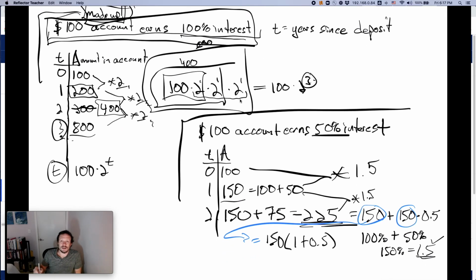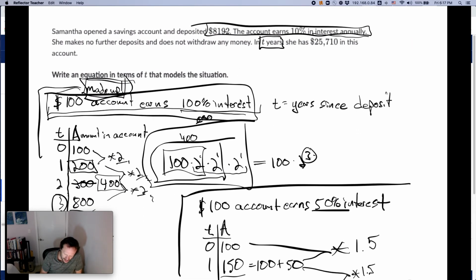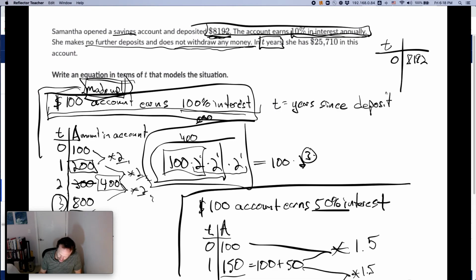Are we ready to go back to the original problem? I think so. Samantha opened a savings account. Now we're reading it carefully. Opened a savings account and deposited $8,192. So that's our starting value. So I'm making a table. 8,192. That's at 0. Account earns 10% interest annually. She makes no further deposits and does not withdraw any money. In t years, she has $25,710 in the account.